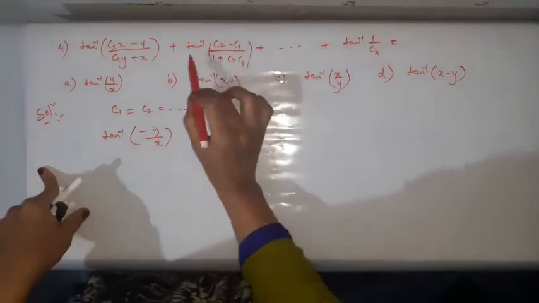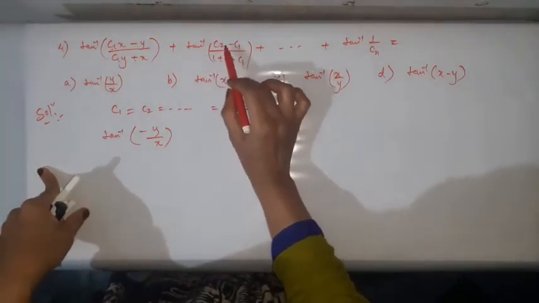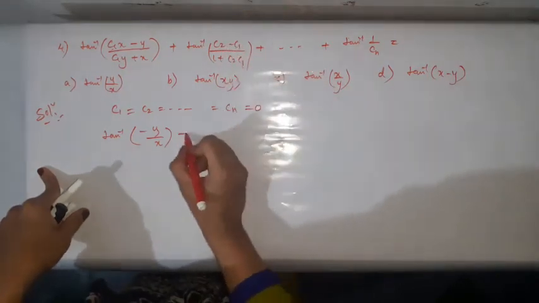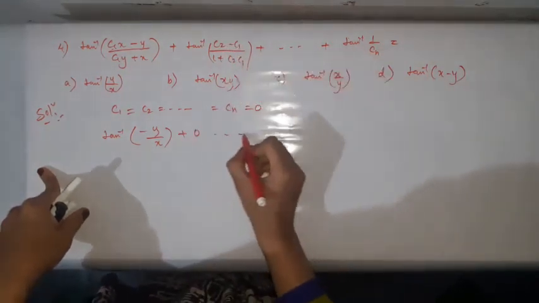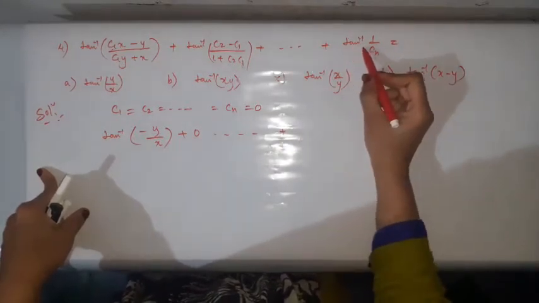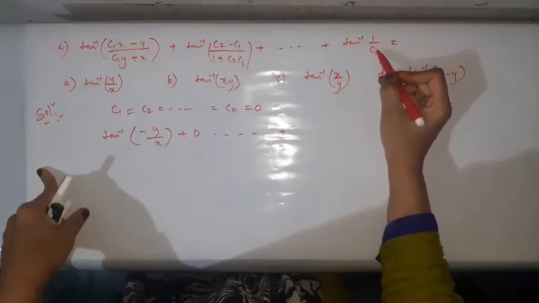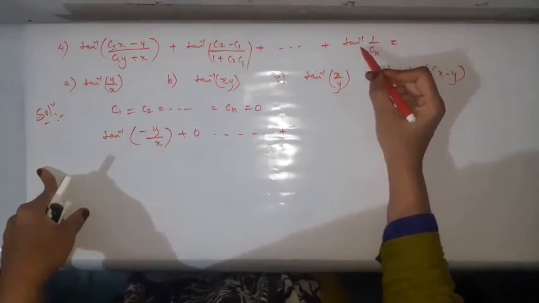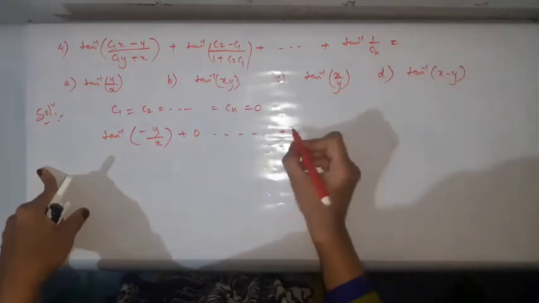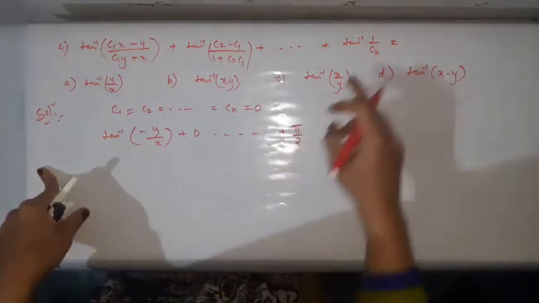Similarly, tan inverse of, if c1 and c2 both are 0, the denominator is 1 but the numerator is 0, so tan inverse 0 is 0. So all the terms after this are zeros except the last one, because here you are having tan inverse of 1 divided by 0. Now 1 divided by 0 is undefined. So tan inverse of an undefined value, we know that it is pi by 2. Okay, so this reduces to pi by 2.